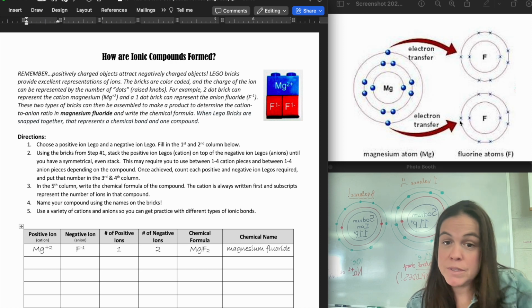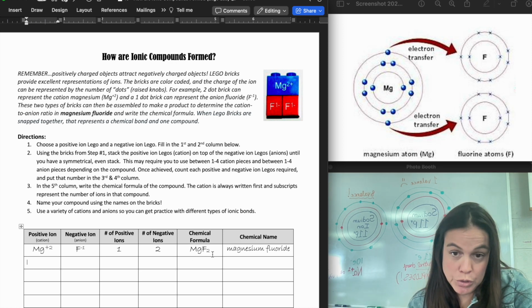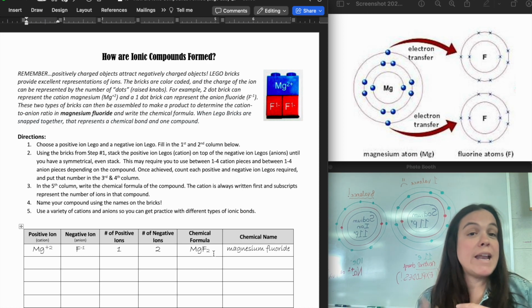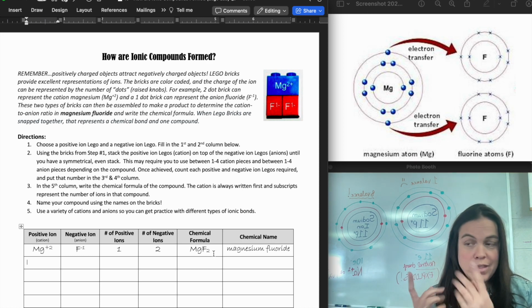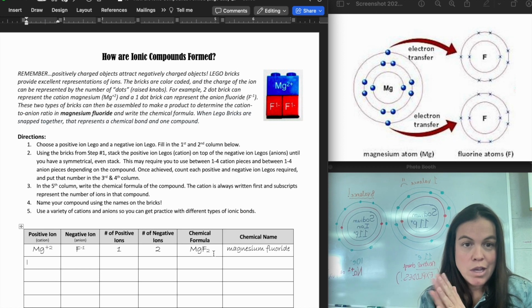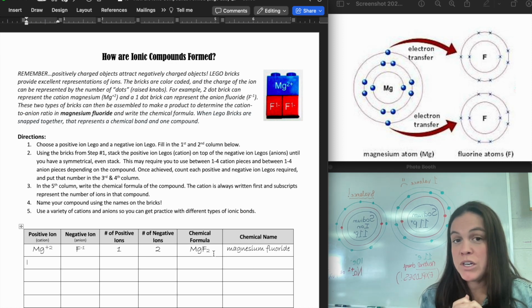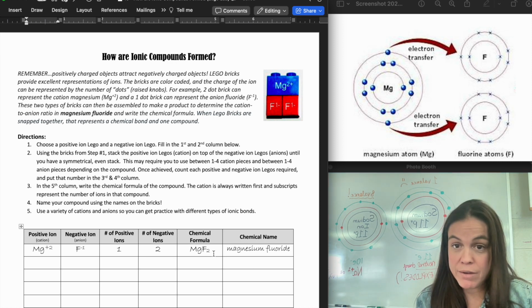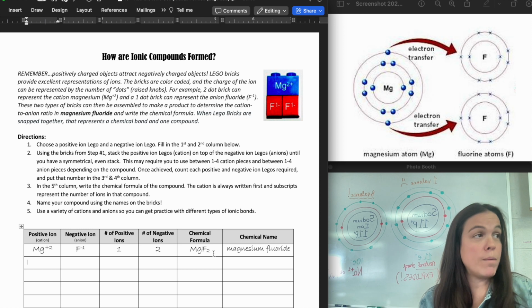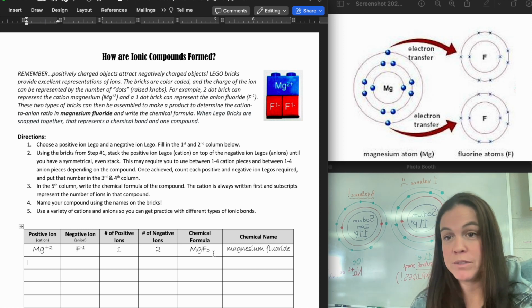And it becomes MgF2. See, if you just had Mg and F, they wouldn't cancel each other out. You'd have a positive 2 charge and a negative 1 charge. And what we're after is neutral compounds. They're trying to form neutral compounds.